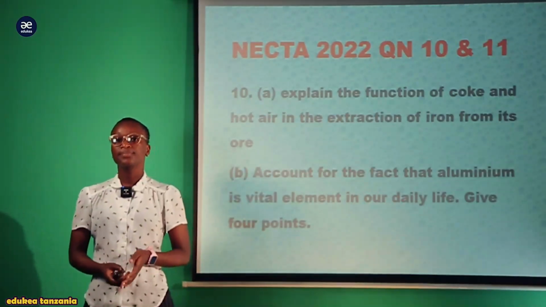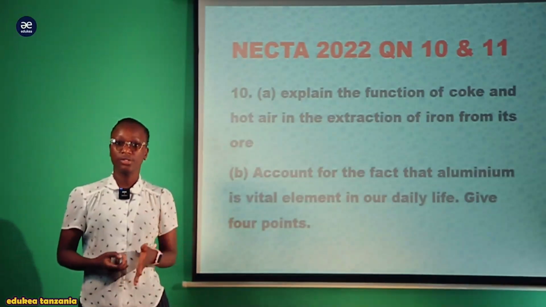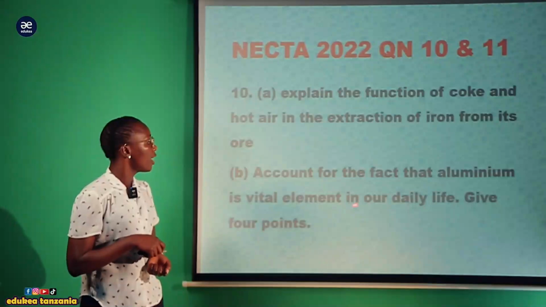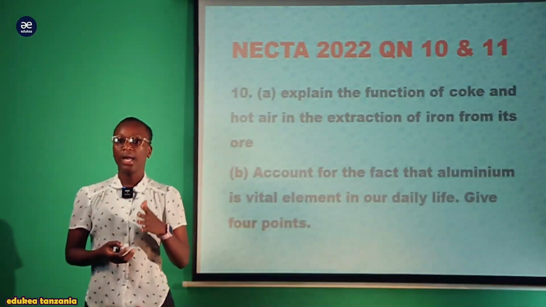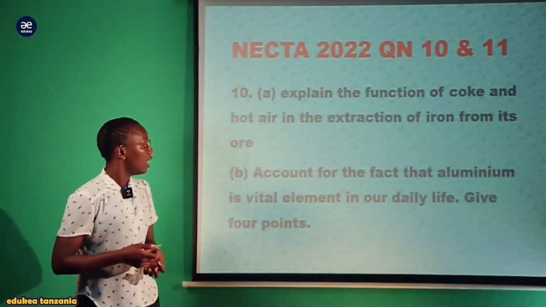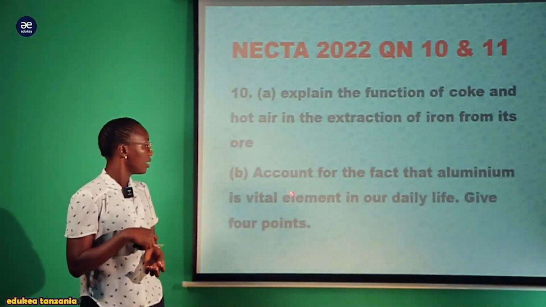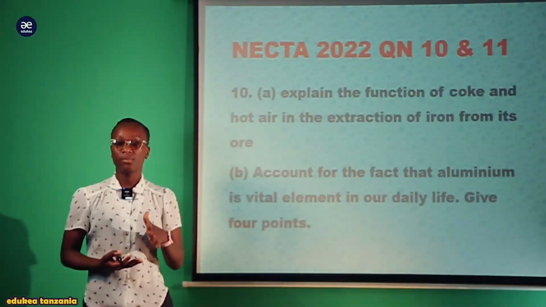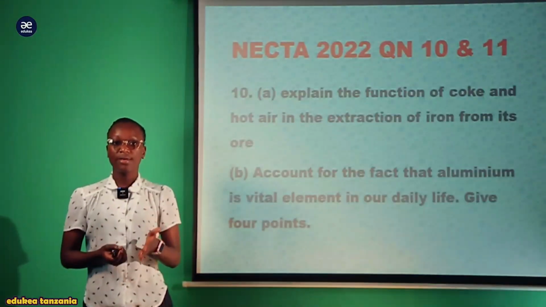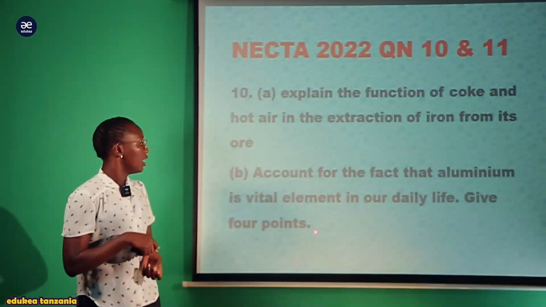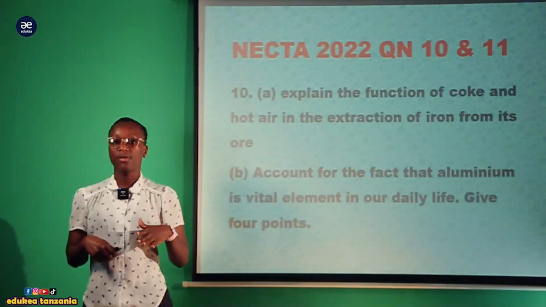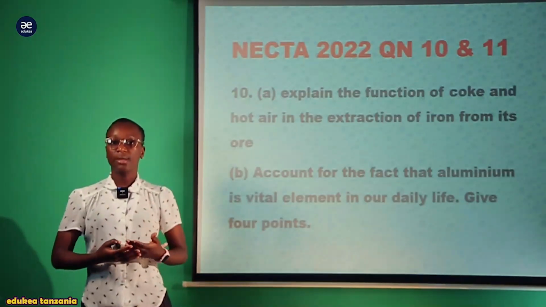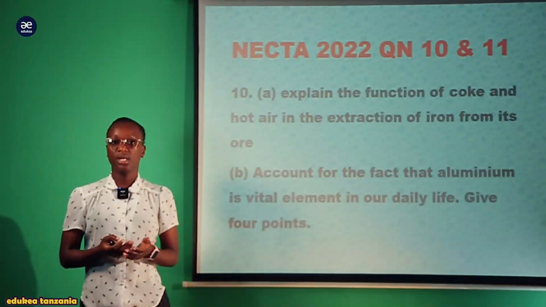So my students, this is all about the metals. Aluminium is a metal element whereby we are required to account for its importance in our daily life. Kwamba statement inasema kwamba aluminium ni vital element katika daily life, ni element ya muhimu sana katika mazingira yetu ya kila siku. Why vital element? You have to account for this fact. You have to give a reason. Utoe sababu kwa nini aluminium ni very important, or it's a vital element in our daily life.